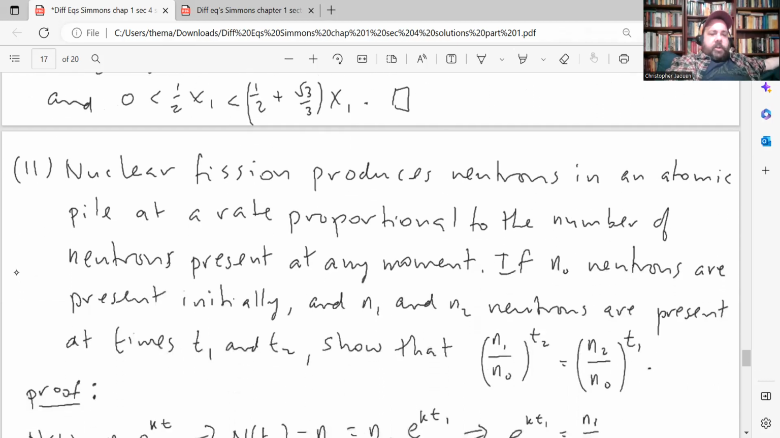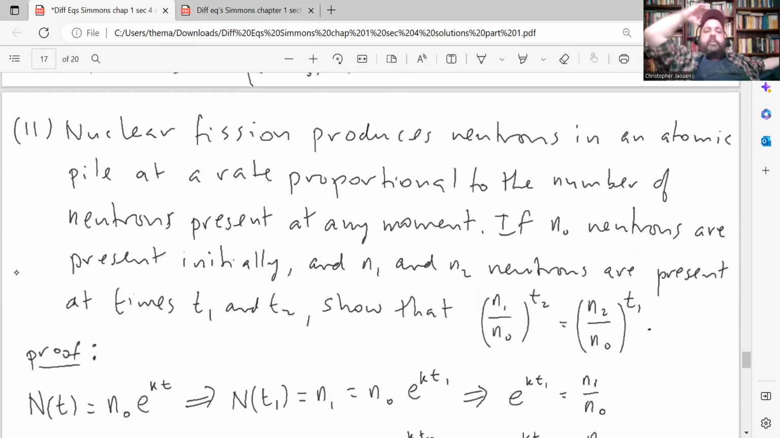All right, next one, question 11. Nuclear fission produces neutrons in an atomic pile at a rate proportional to the number of neutrons present at any moment. If N0 neutrons are present initially, and N1 and N2 neutrons are present at times t1 and t2, show that this formula holds: (N1 over N0) to the t2 equals (N2 over N0) to the t1.